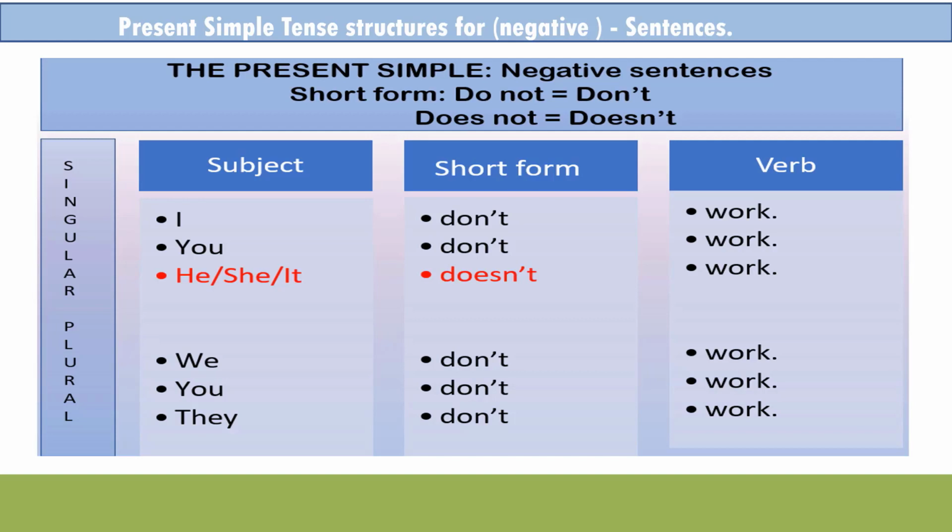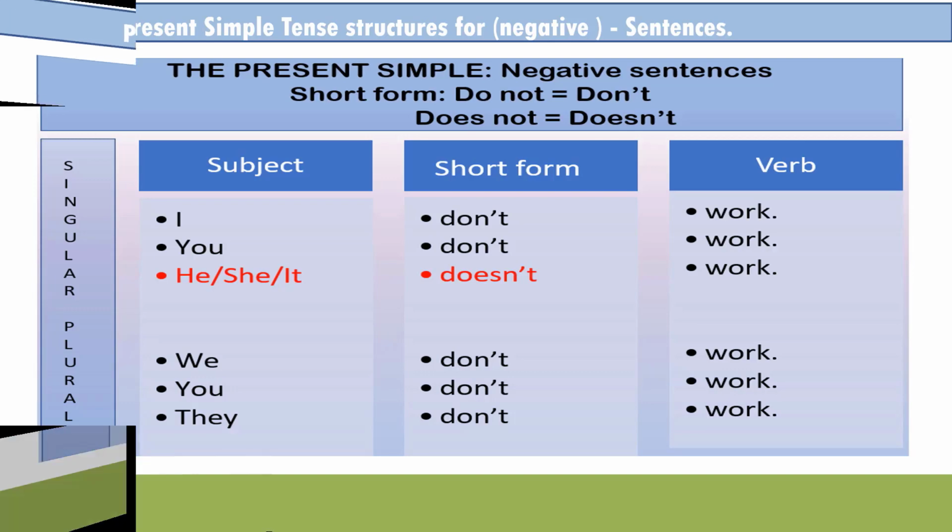Okay, so with the third person singular, the helping verb or the auxiliary verb is carrying the S. So don't, doesn't. Okay, so look at the main verb. The main verb is not changing for any of the subjects. Okay, remember in the positive sentence the main verb was carrying the S, but in the negative sentence the auxiliary verb is carrying the S.